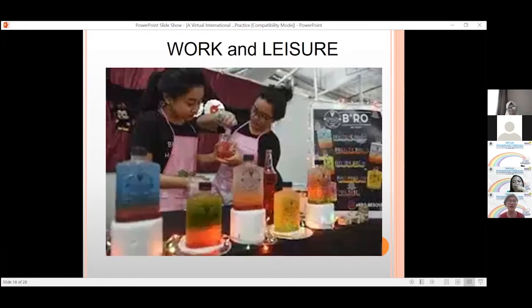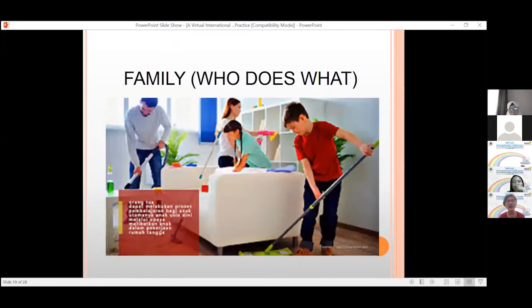And then the last topic is about family. Actually, I proposed family as the first topic, but the Japanese lecturer opposed that. Family is a sensitive issue, so we have to get to know one another better first for some time before we can talk about our family. So we put it as the last topic.